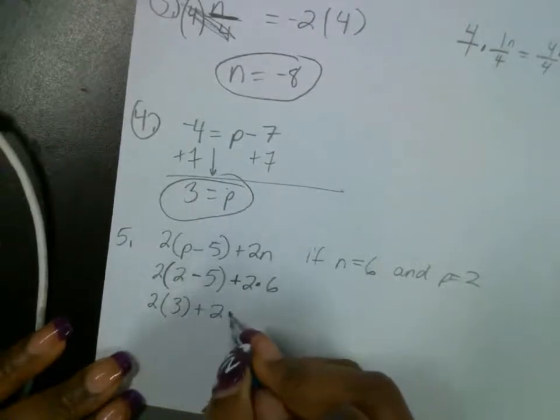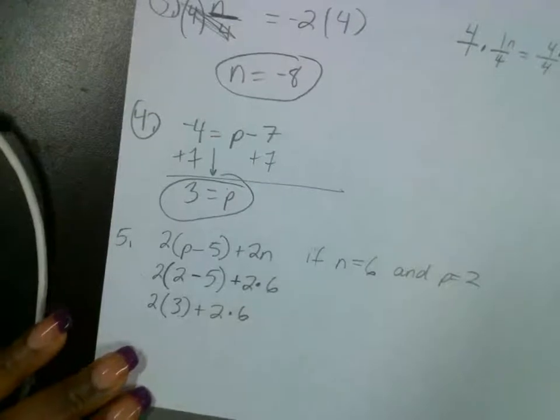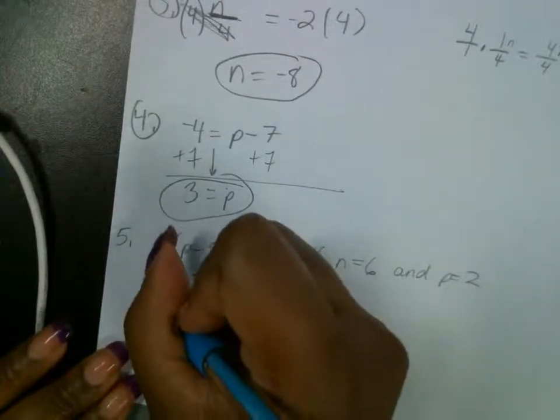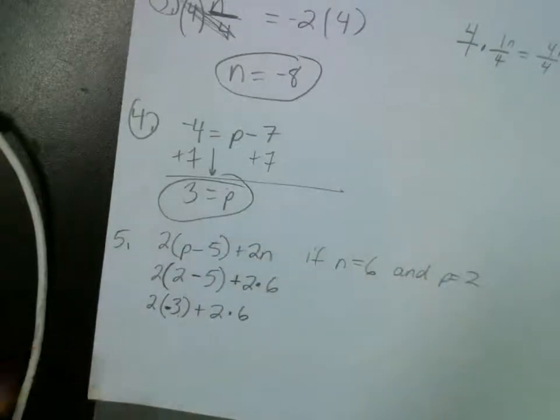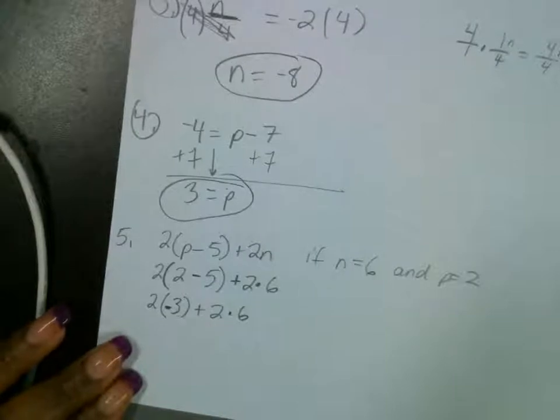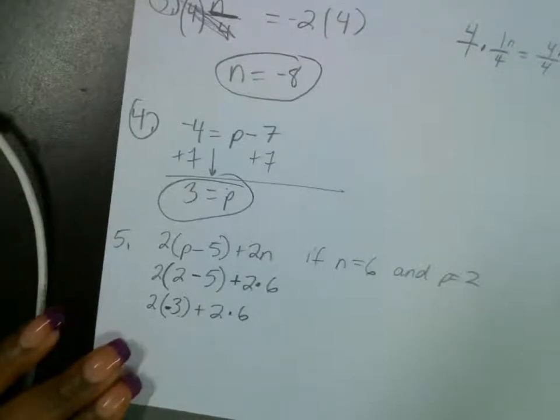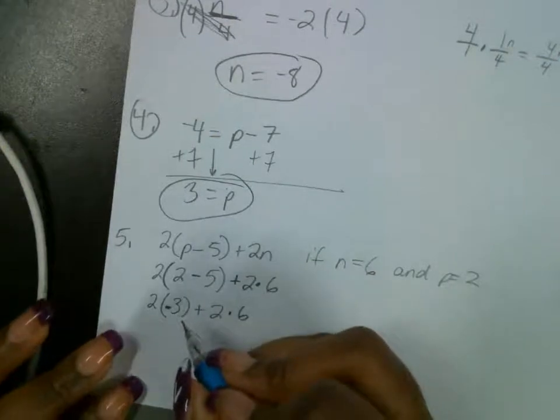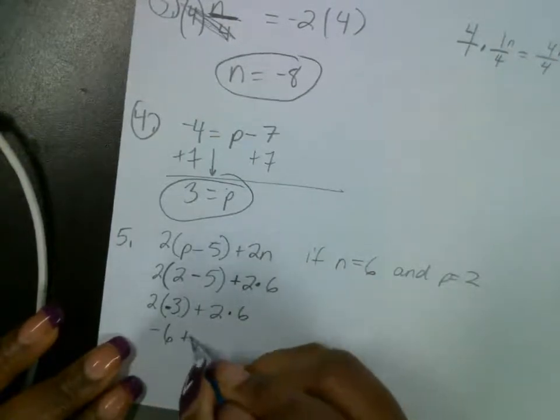Bring everything else down. Oh, -3. Thank you. Good, y'all. So we got -3 there. Okay, so now what do we do after that? We multiply. What are we going to multiply? And what does that give you? -6. Bring everything else down.